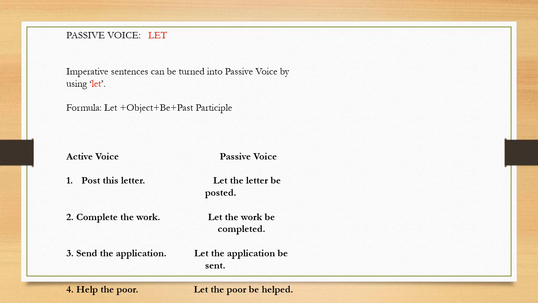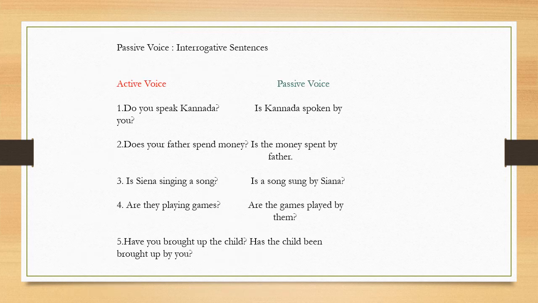Help the poor. Which is the verb here? Help. What's the object? The poor. How do you change? Let plus the object, the poor, plus be, plus helped. What is helped? The past participle form of help. So: let the poor be helped. This is the way you change the imperative sentences into passive voice.